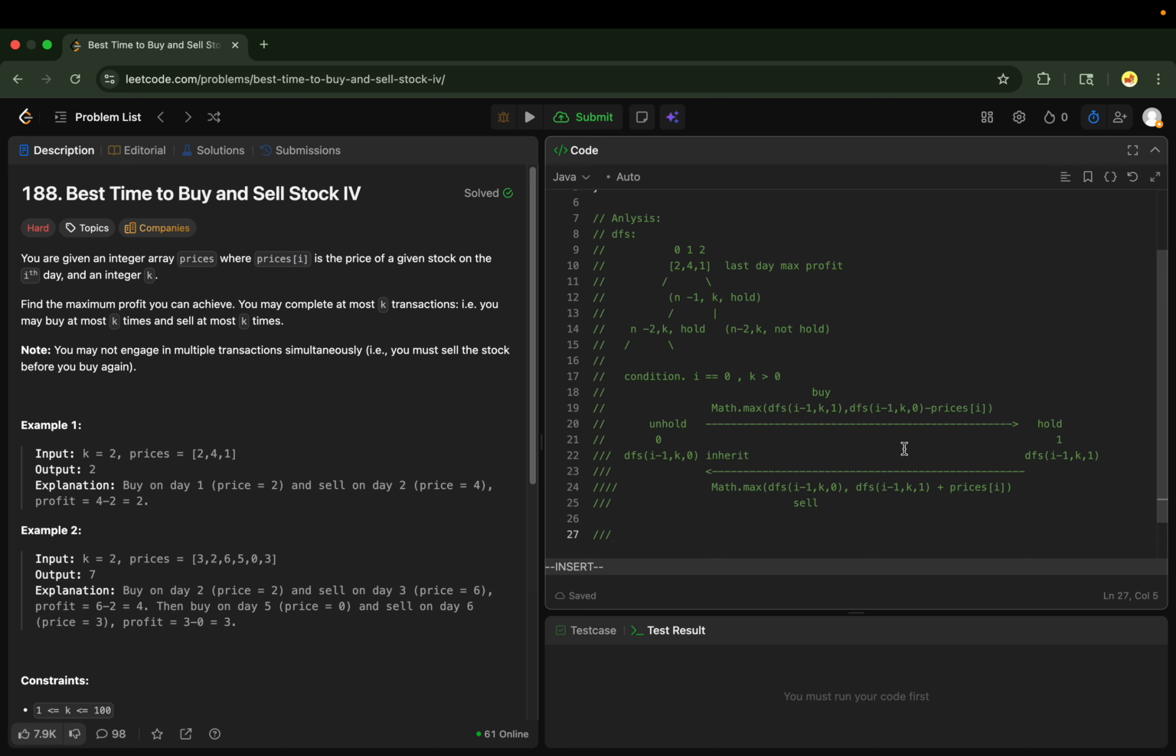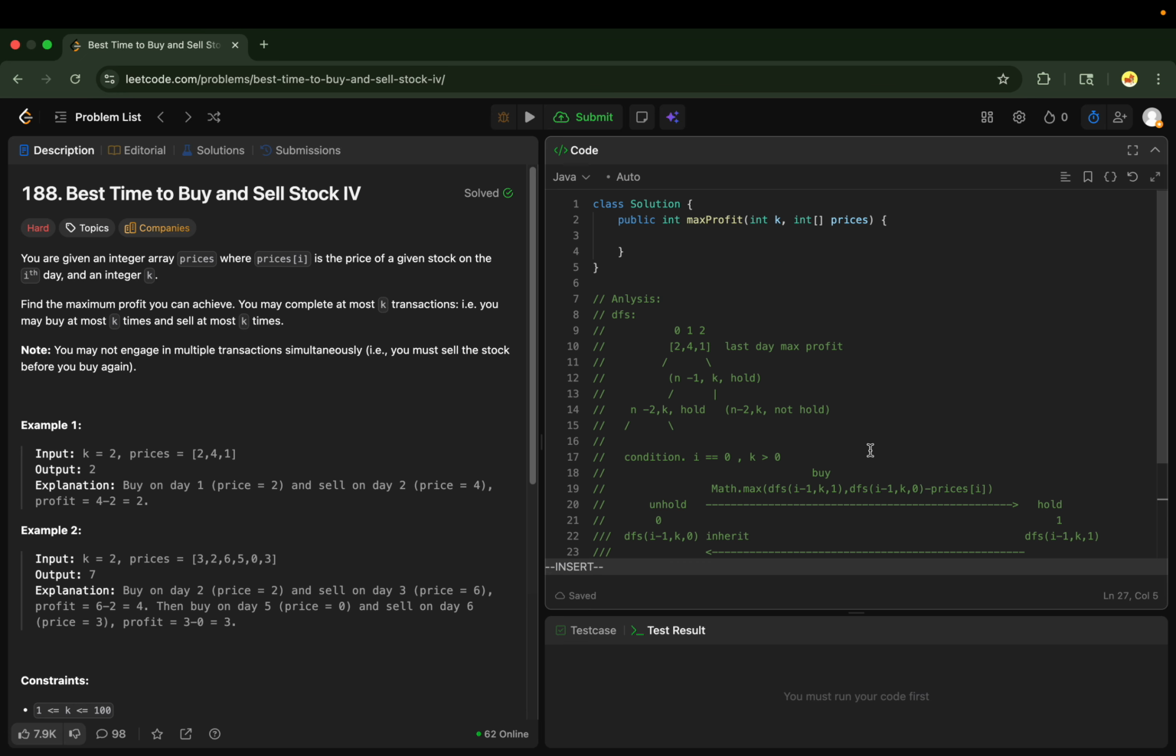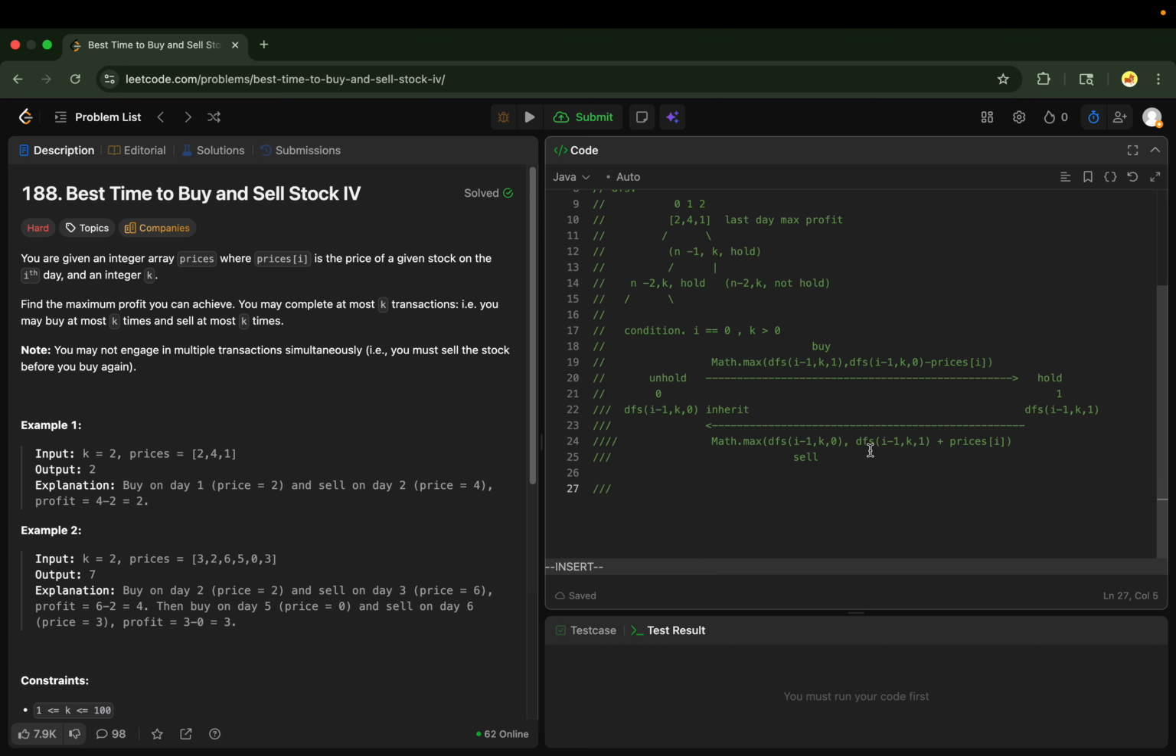So this is a high-level idea, an overview of the state transitions. We can use DFS to translate this thing. This is the high-level idea about this problem. So we have the entry, right? The entry is DFS i minus 1 with k starting from 0. We have to pick up the maximum one.